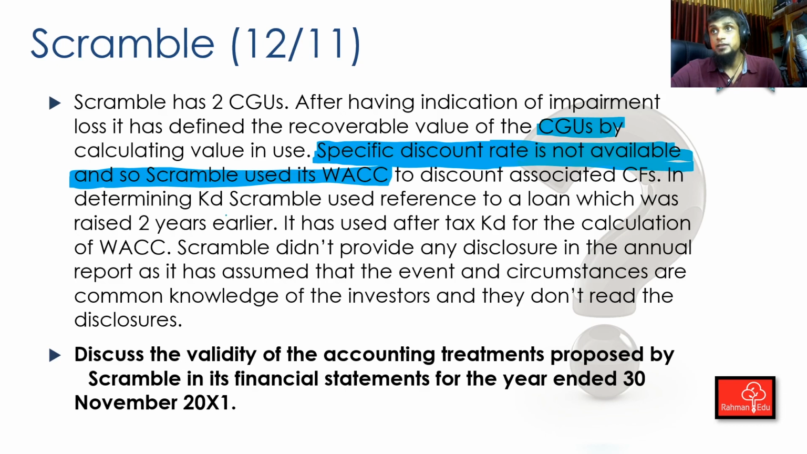In determining KD, Scramble used reference to a loan, because WACC means it's the weighted average of cost of capital. So we have cost of debt, the loan interest rate over there. We have cost of equity, dividend rate, etc. Cost of preference share in WACC. Those are built in. So they have considered a loan which was raised 2 years earlier.